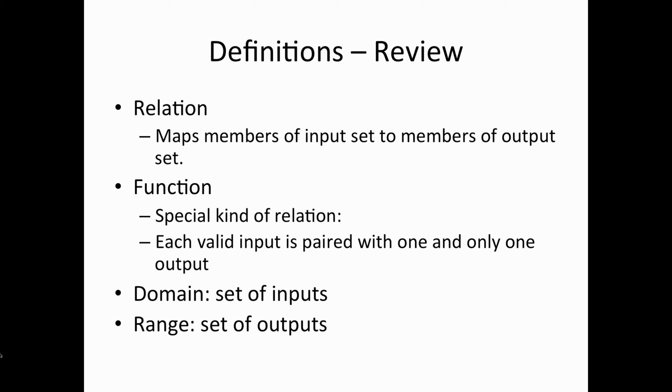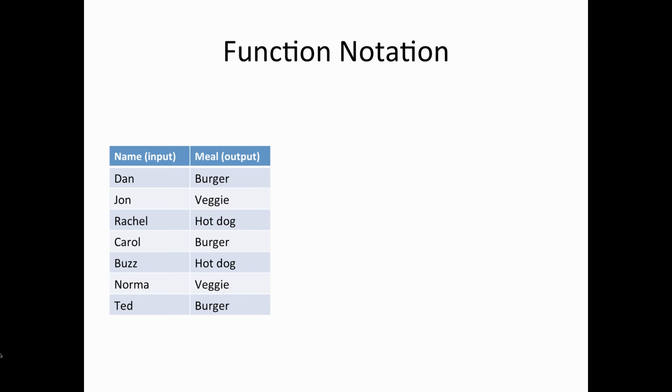So just to review, a relation maps members of the input set to members of the output set. A function is a special kind of relation where each valid input is paired with one and only one output. The domain are the inputs, range are the outputs. Now let's take a peek at function notation. Here's a table that represents our function. Again, the names are the inputs, the meal is the output.